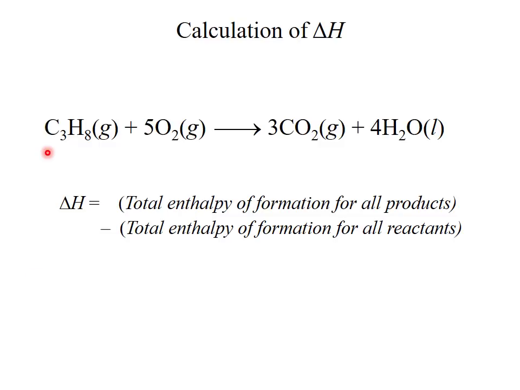Now, how to calculate the delta H of a reaction that is not a formation reaction? The formula to calculate delta H is take the total enthalpy of formation of all your products and then subtract the total enthalpy of formation of all your reactants. That's the formula. Let's take a look at an example.